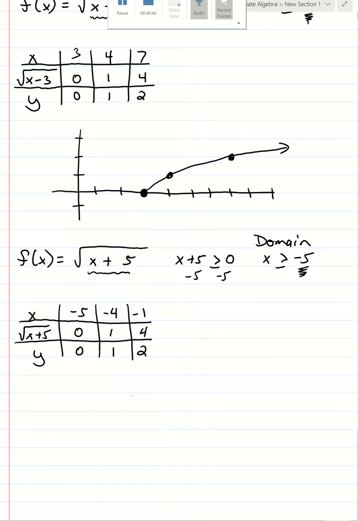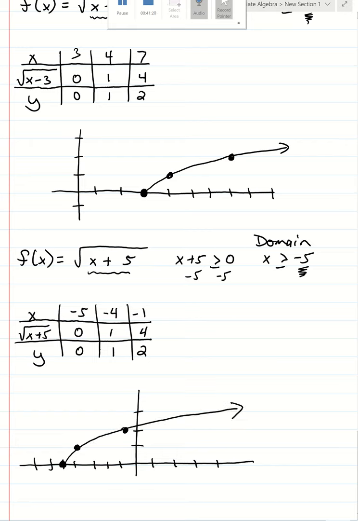And so, for our last graph, once again, I set up a coordinate plane. And I'm going to have to plot my points. My first point is at negative 5, 0. My second point is at negative 4, 1. And then the third point is at negative 1, 2. Once again, when we connect our dots, we form a curved line.